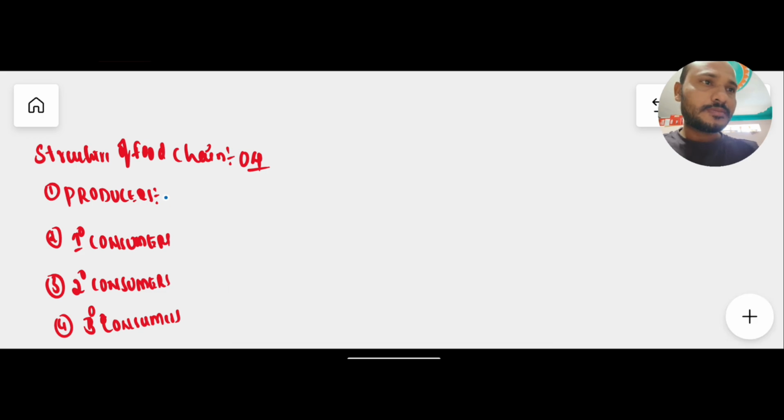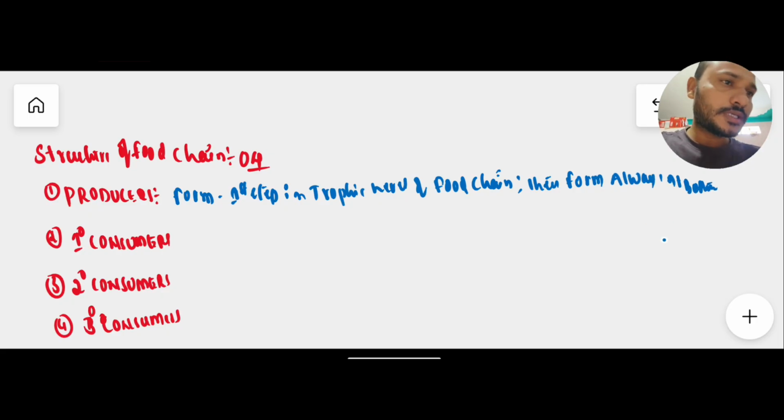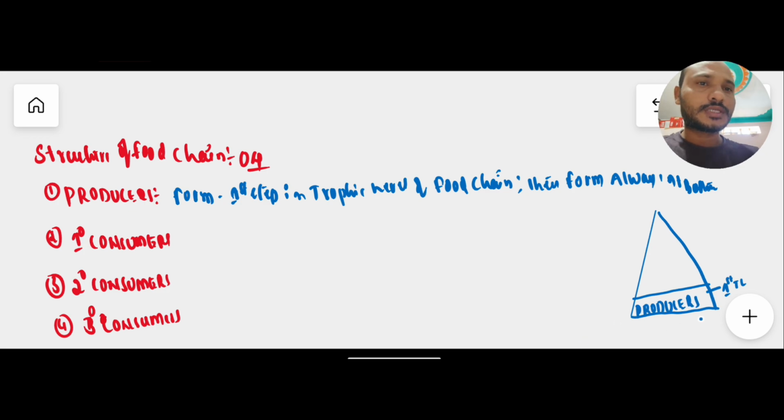What exactly are producers? Producers form the first step in the trophic level of a food chain, and they are always present at the bottom. For example, if you draw a food chain in the form of a pyramid, this is the first trophic level. Producers form the first step in the trophic level of the food chain, and they always form the bottom.